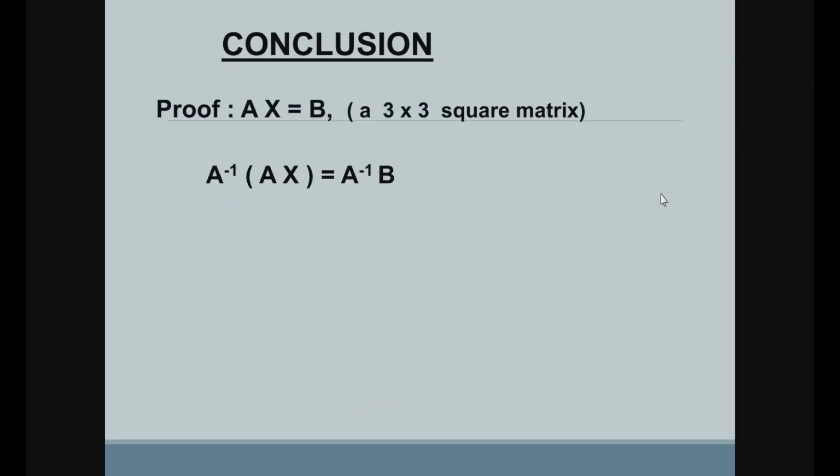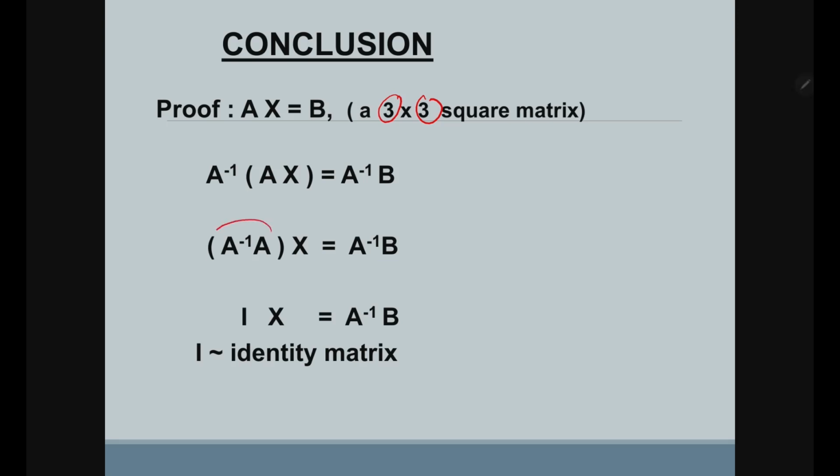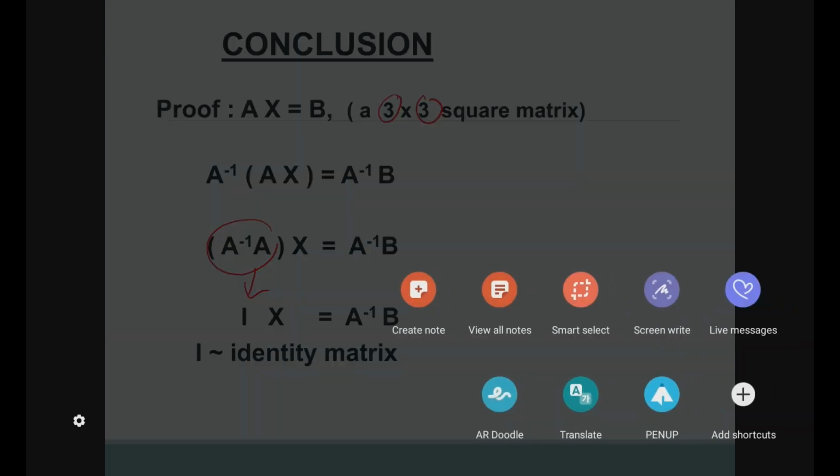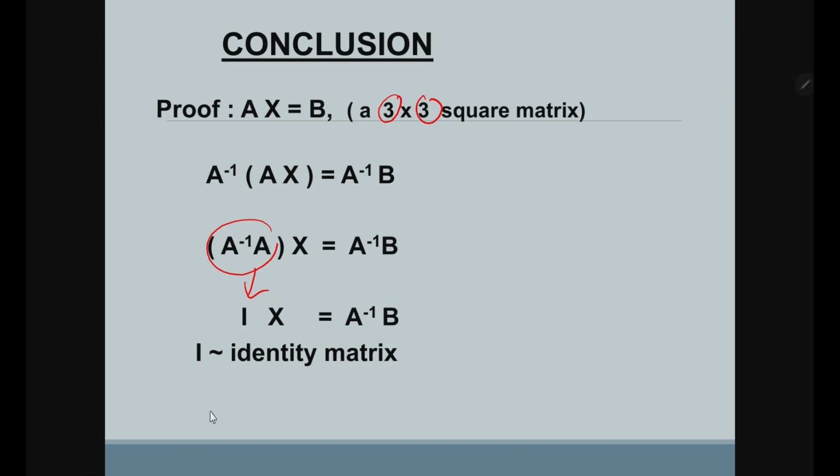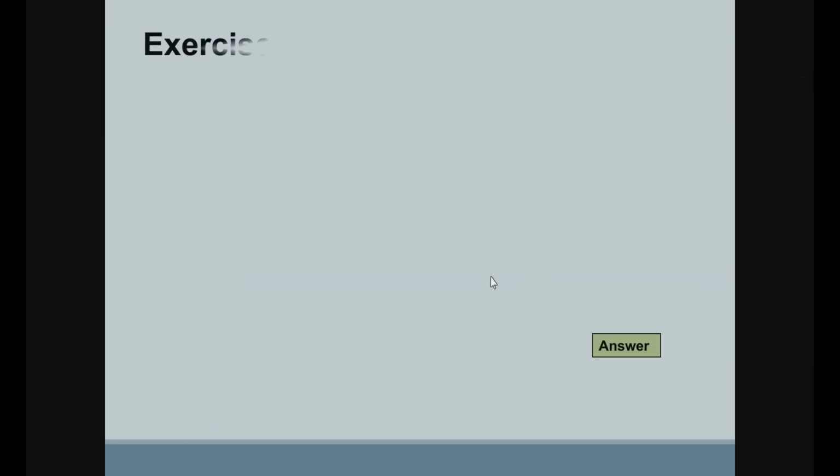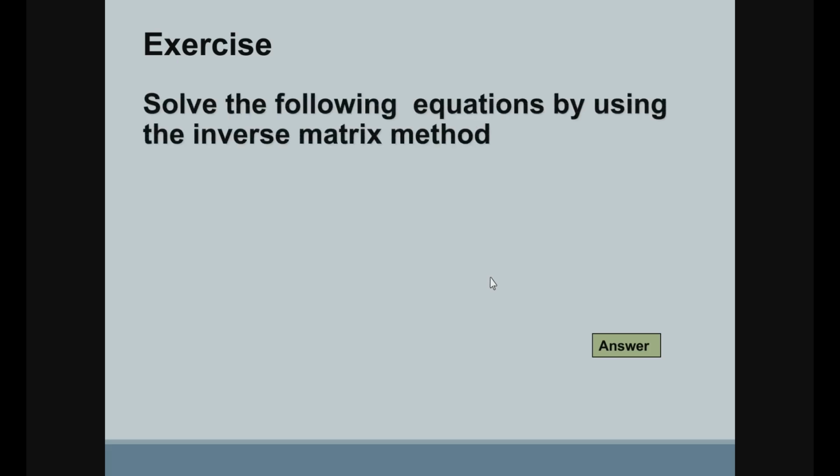So as a conclusion, Ax equal to B for a 3 times 3 square matrix. A inverse times Ax equal to A inverse B. Then A inverse times A is the identity matrix, so X equal to A inverse B. Can do the exercise.